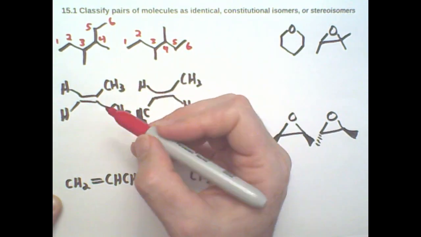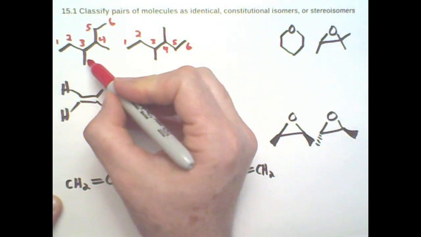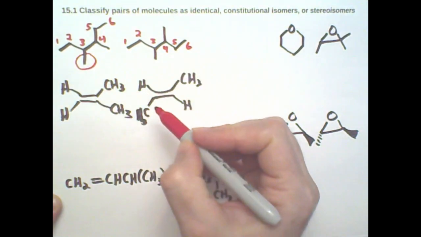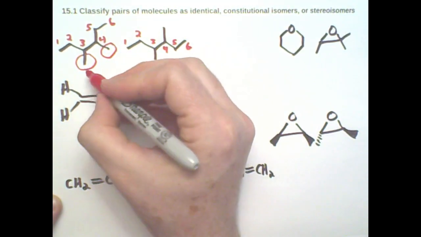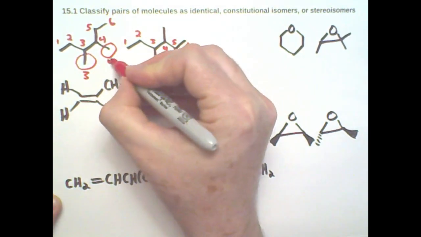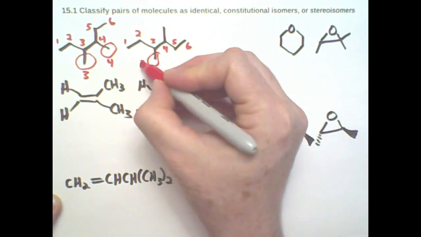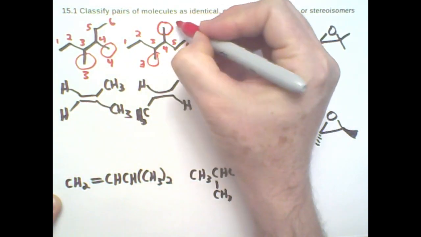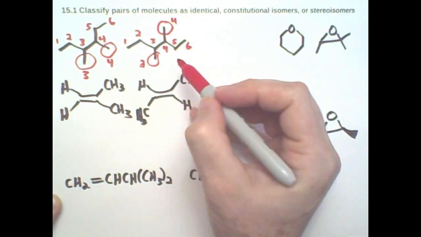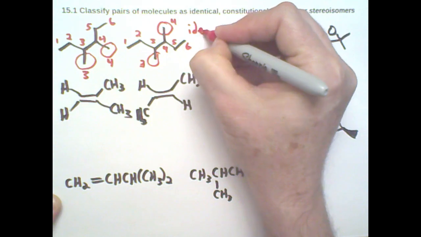Second thing I'm going to do is look at functional groups. Here's a methyl group. Here's a methyl group. This one's at 3, this one's at 4. Here I've got a methyl group at 3, and here I've got a methyl group at 4. So these are identical.